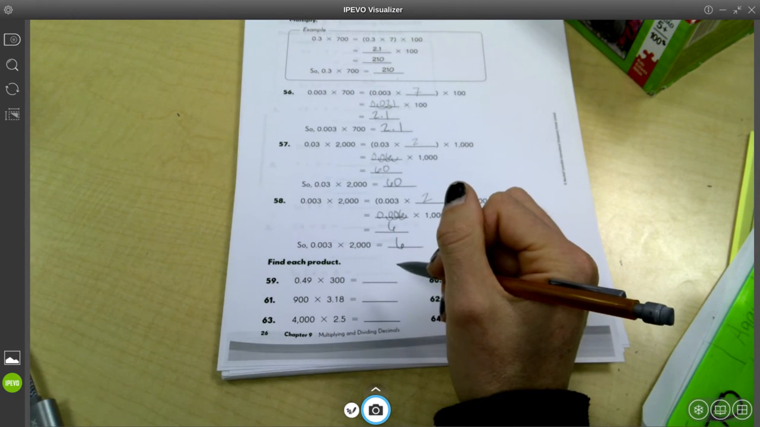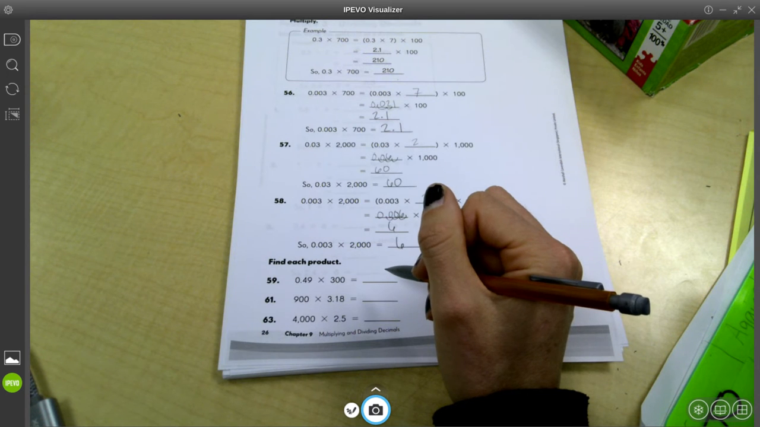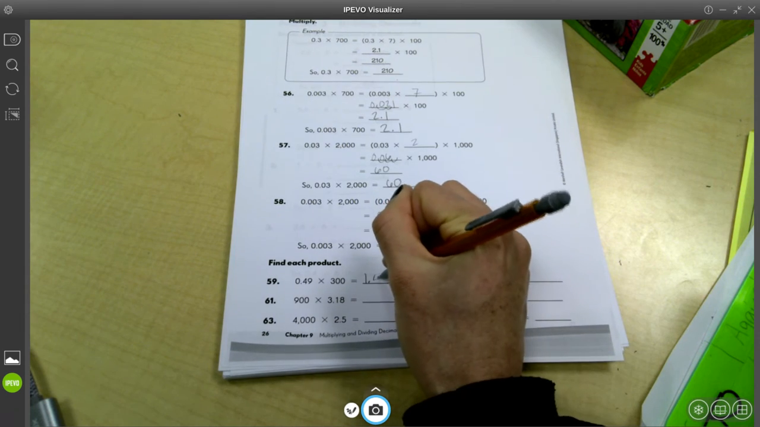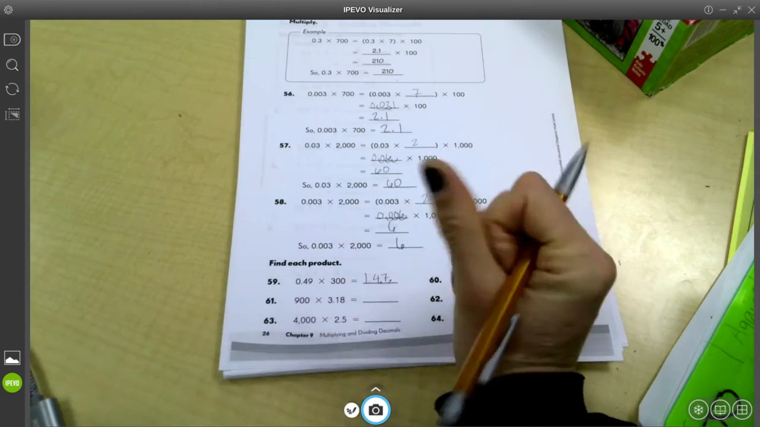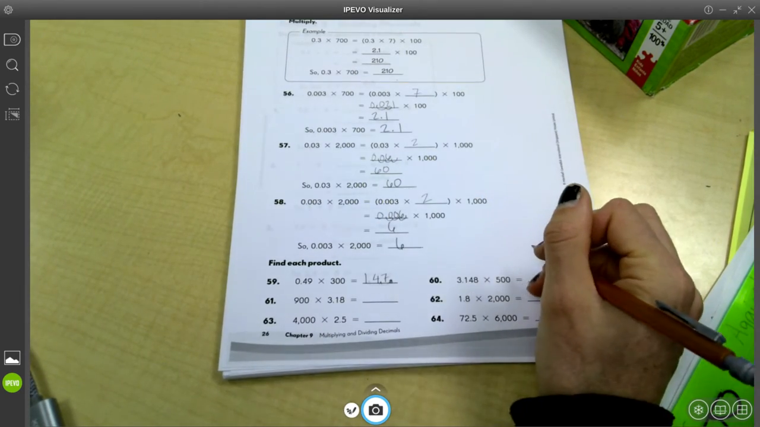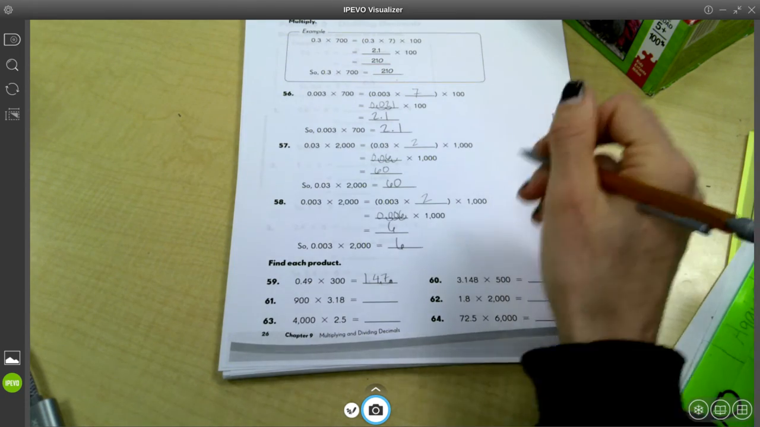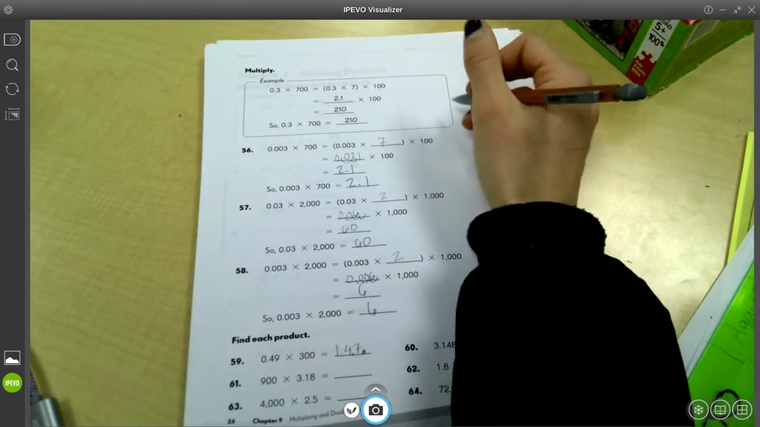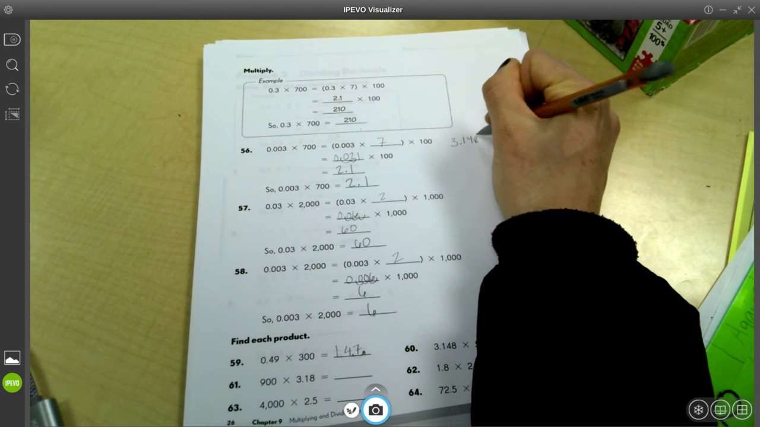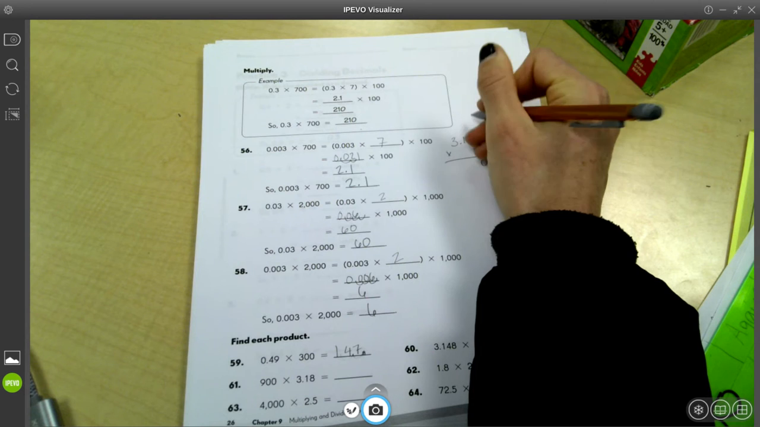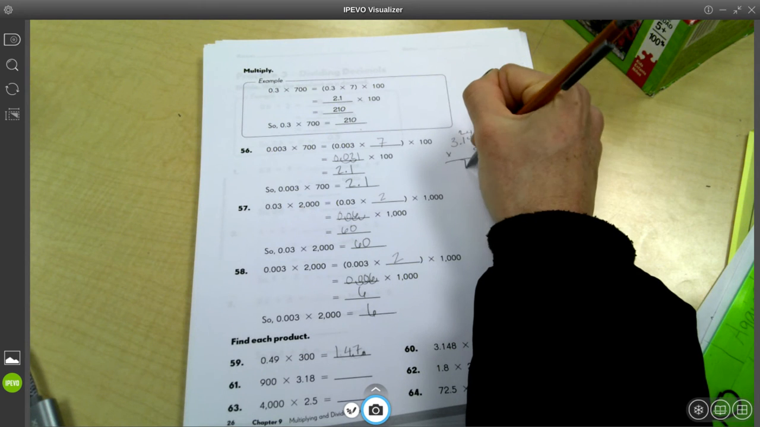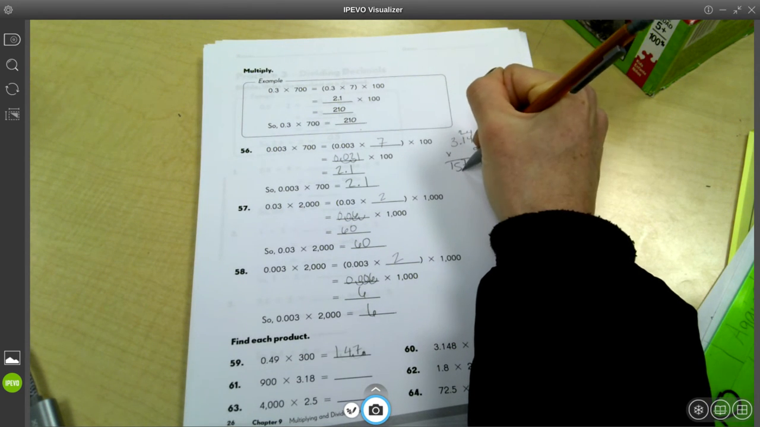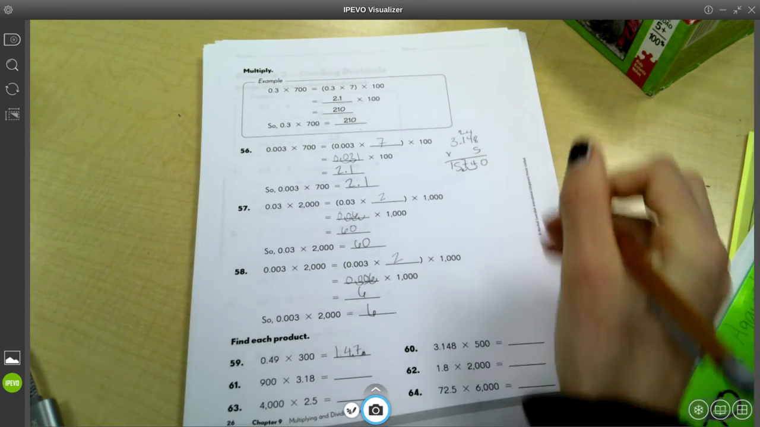All right, 49 times 300. So I'm going to do 49 hundredths times 3 is 1 and 4, 7. Move it over twice. 147. Okay, I'll do these. I'm going to start up here this time. 3 and 148 times 5. Times 5 is 40, 24, 10, 7, 15. But times 500, so move it over twice.